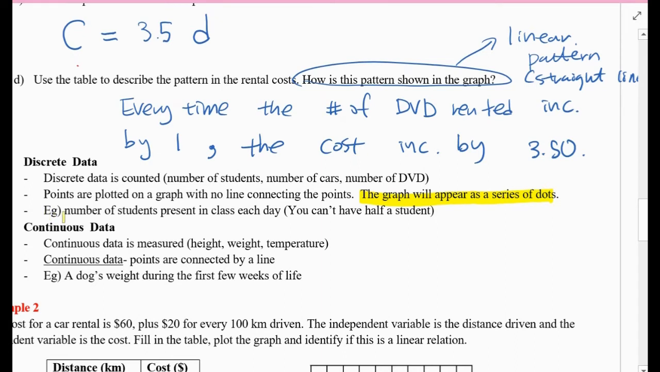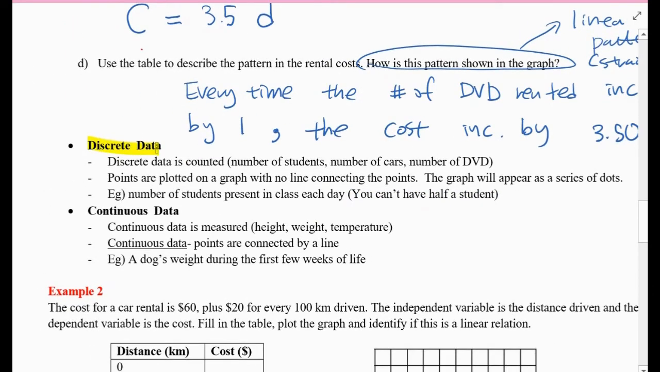Example: the number of students present in class each day. Say Monday I have 12 students, but Tuesday I cannot have 20.7 students, right? You cannot have half a student. So therefore, you do not join the points. Data is countable. That's called discrete data.